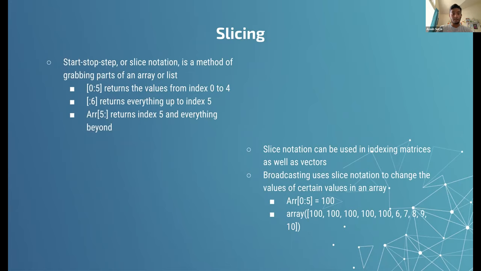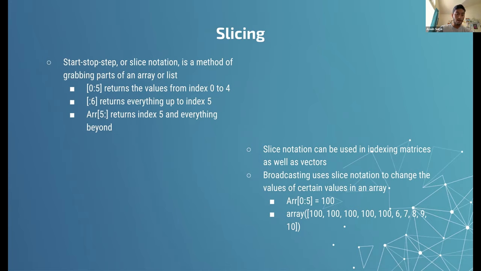Slicing works very similar to the index. So the slice notation is based on start, stop, step. So you put the start index, a colon, and then the stop index, or the step index. So for example, if you call 0 colon 5, that returns the values from index 0 to 4, 1 before 5. If you call just colon 6, it returns everything up to index 5, 1 before 6. And array 5 colon returns index 5 and everything after that. Slice notation can also be used in indexing matrices as well as vectors.